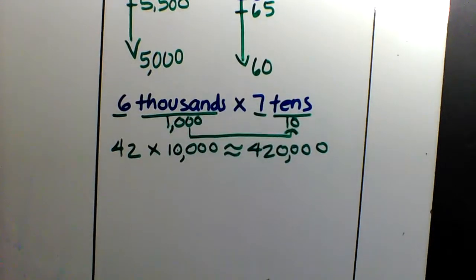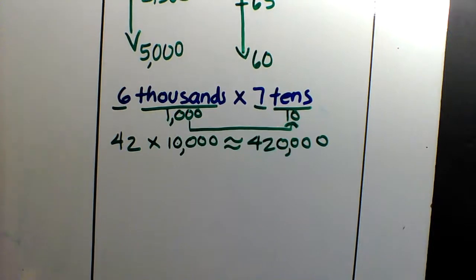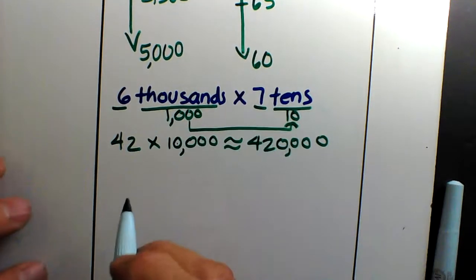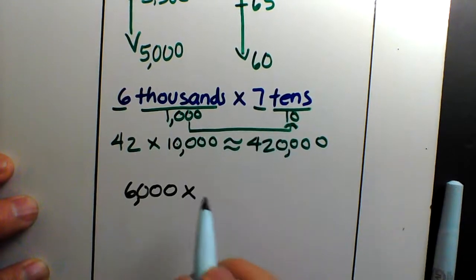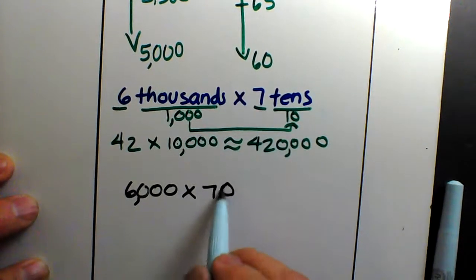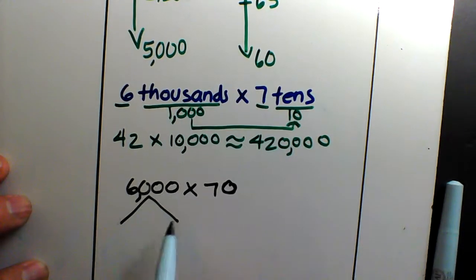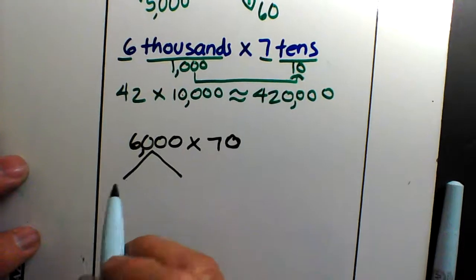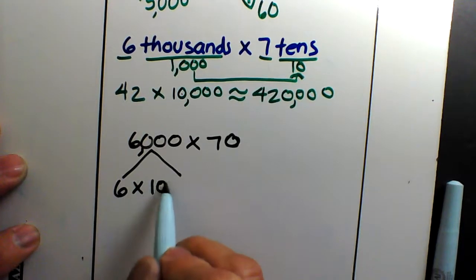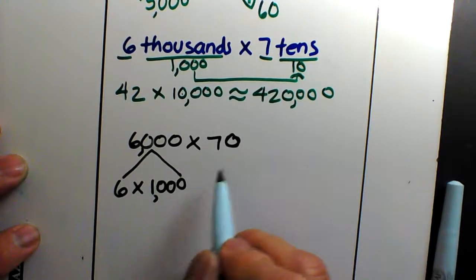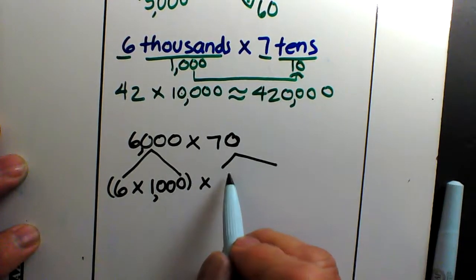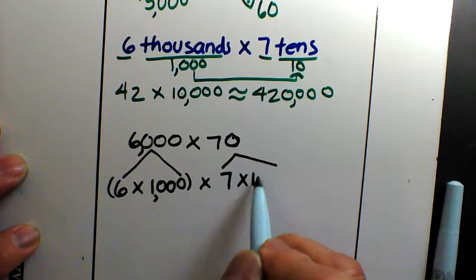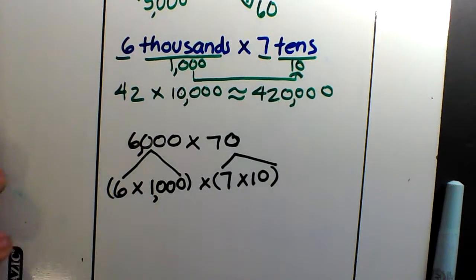Here is another quick way to do it. So let's grab the estimated numbers. The estimated numbers were 6,000 times 70. Again, we're going to decompose these numbers, and the 6,000 can be written as 6 times 1,000. And we're going to multiply this times the decomposition of 70, which will be 7 times 10. Why do we do this? Because it makes your multiplication a lot easier.